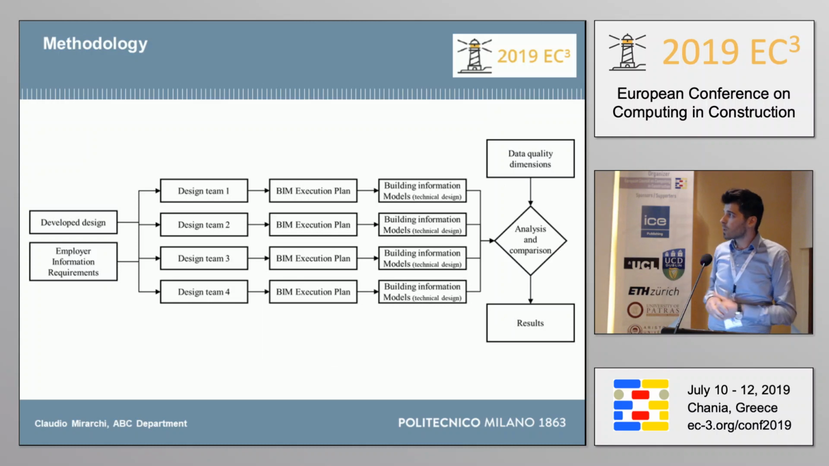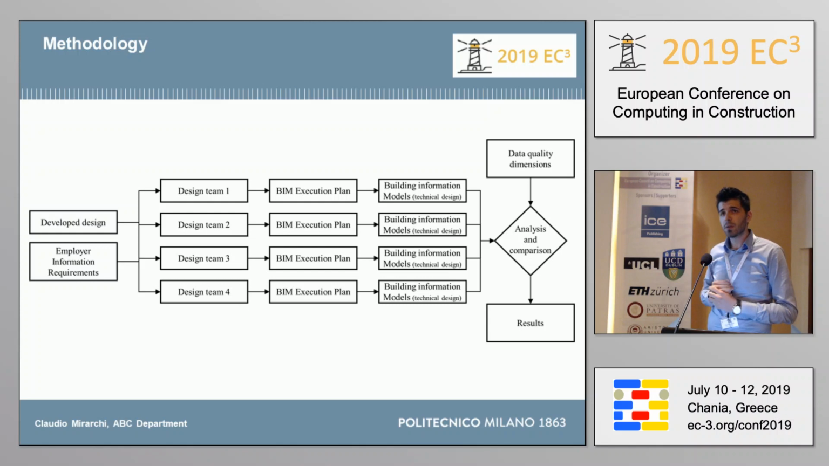So here is the method that we use. We defined in a competitive tender a common, let's say, employer information requirements. So the rules were the same for everyone, the objective were the same for everyone, and we selected 4 project teams to develop the model. The project team defined a BIM execution plan as an answer to the employer information requirement, and every team defined several building information models to define the design.